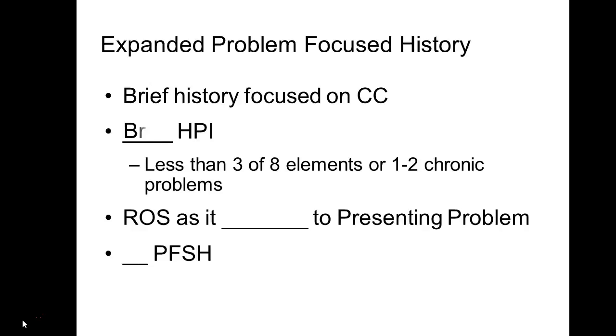Expanded problem focused. Again, we're doing a brief history of the present illness, 3 to 8 elements, or 1 to 2 chronic problems. Again, a review of system that pertains to the presenting problem, no past family or social history. Because for problem focused and expanded problem focused, again, they're usually things that are very simple to deal with. We don't need to know about the PFSH information.